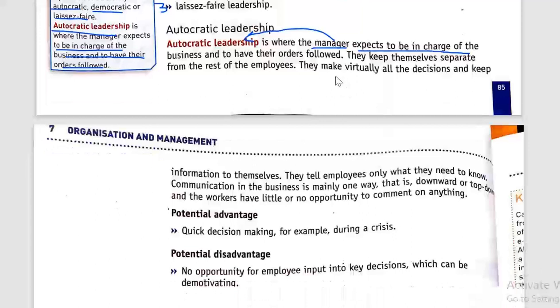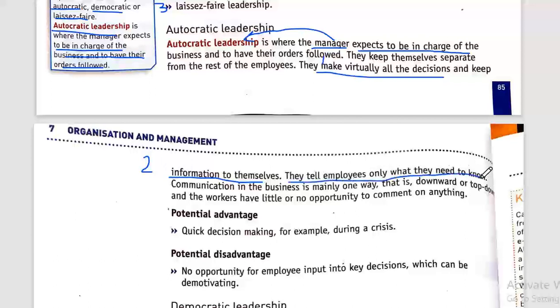So they make virtually all the decisions. This is another feature of autocratic leadership. They make all the decisions. They keep the information to themselves. This is one, and this is two. They tell employees only what they need to know, so they don't share any other information with the employees. And communication in the business is mainly one way, so there's communication only from a manager to an employee.